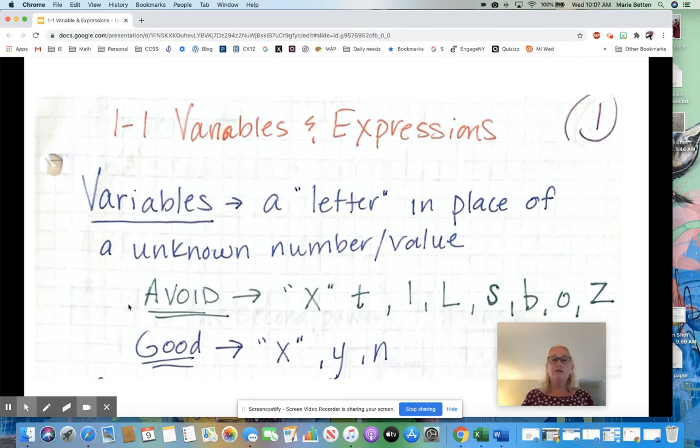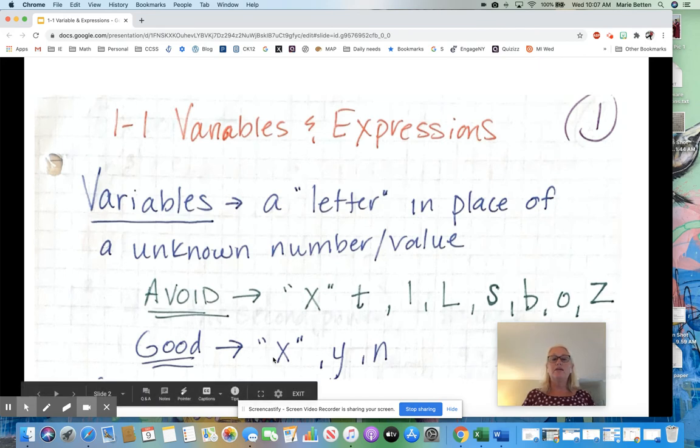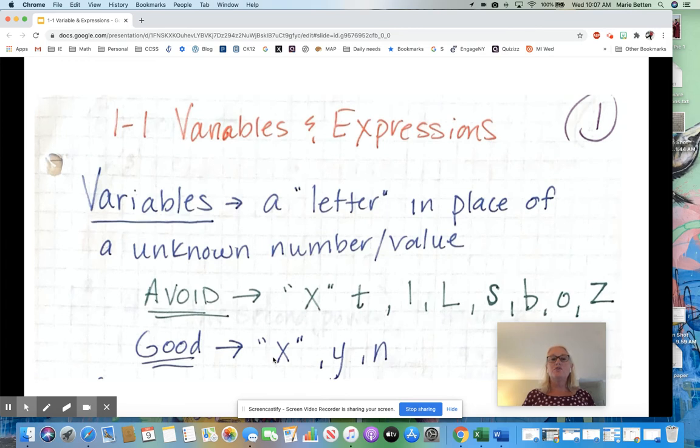X can look like a multiplication symbol, although you'll notice I have it written down in the good letters to use. Textbooks use X frequently because they can write in italics. You may use X because we will never use that as a multiplication symbol.